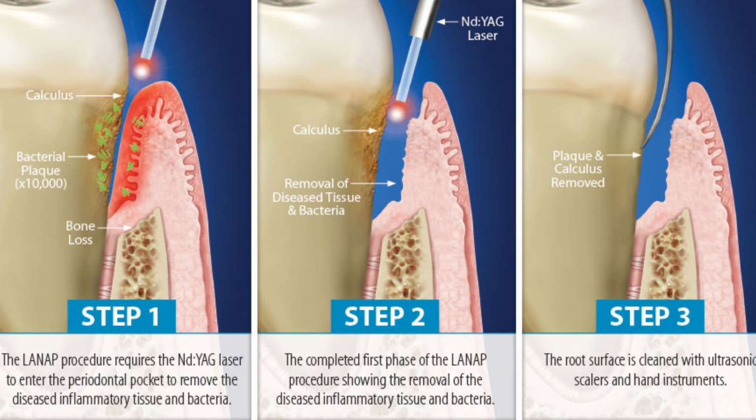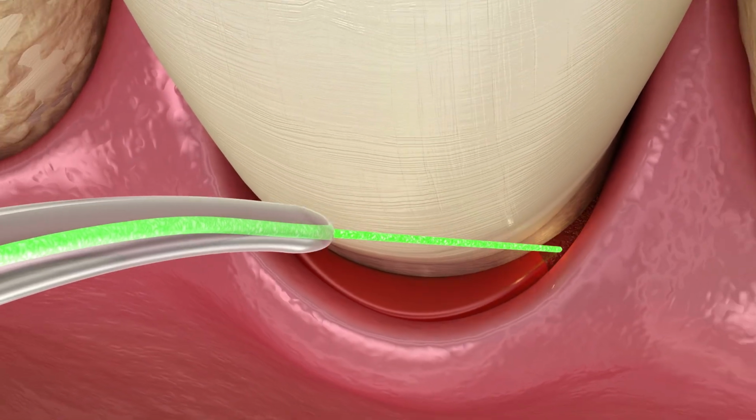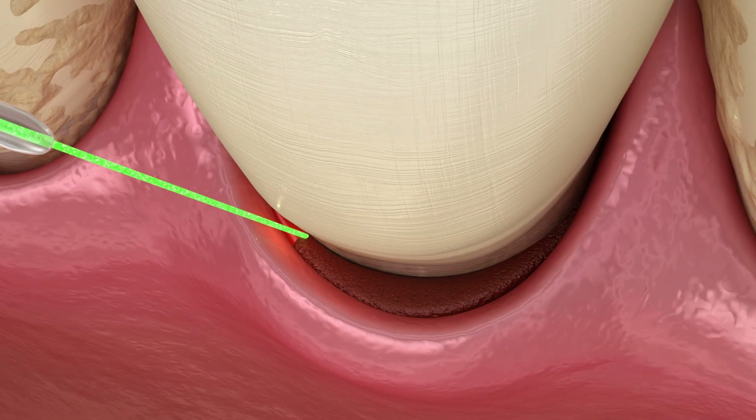Here at Brooklyn Heights Dental, we use a procedure called LANAP. It stands for Laser Assisted New Attachment Procedure. In that procedure, we use a laser in order to make a space between the gum tissue and the tooth. That space provides an environment where we can get narrow, sharp instruments down into the pocket to remove any plaque or tartar that's there.